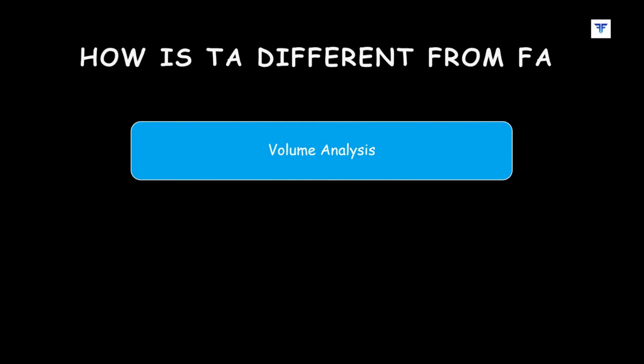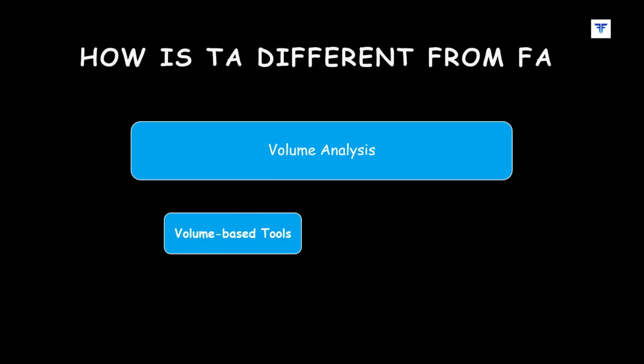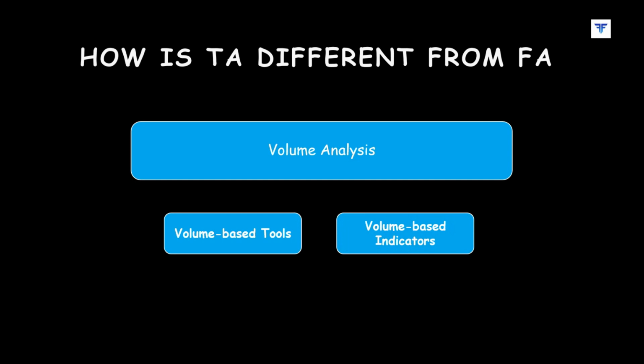Meanwhile, volume analysis involves analyzing the past and current volume of a security. Again, this is primarily done by using volume-based tools such as trend lines, as well as by using volume-based indicators such as moving averages, volume oscillators, etc.